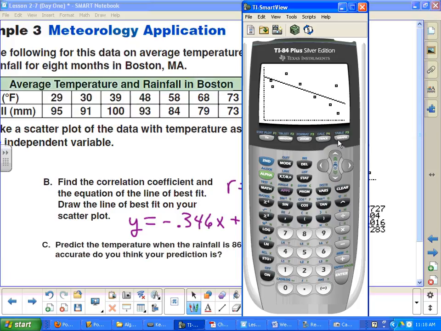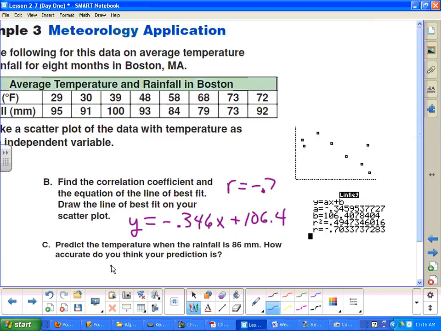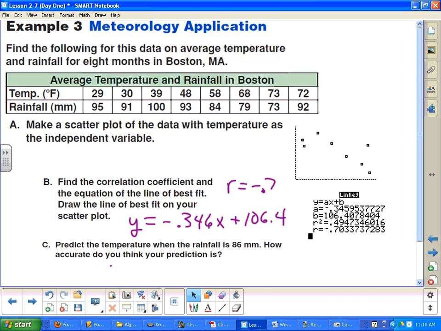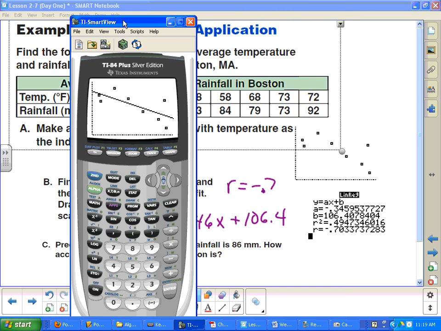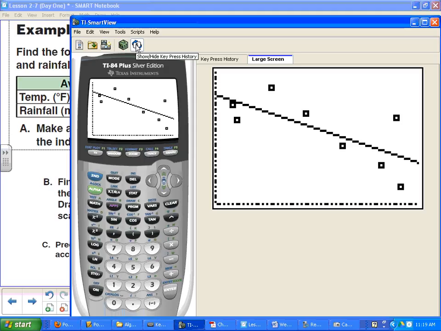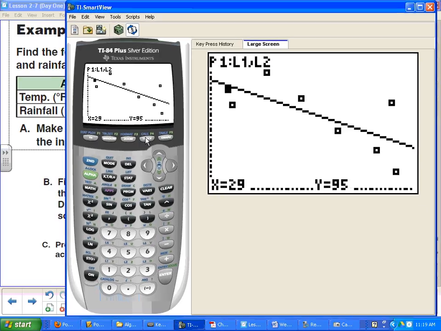And then letter C here says predict the temperature when the rainfall is 86 millimeters. So we want to predict the temperature when the rainfall is, oh, wait a minute. Rainfall, that's RY, isn't it? That's Y, not X. So we got to try to find when y is equal to 86 millimeters. So here's what we do. Take our calculator then, and press trace.